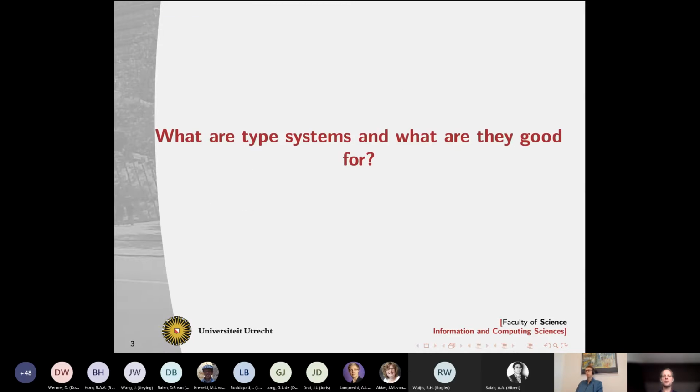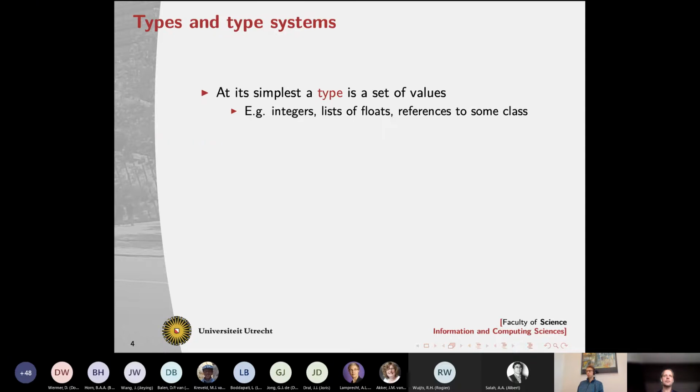So first, what are type systems and what are they good for? At its simplest, what is a type? It's basically a set of values. So usually if you've programmed, you typically have some of these in mind. You have the integers, you have floats, lists of floats, maybe sets of strings, references to some class, what have you. It depends, of course, intimately on the programming language.